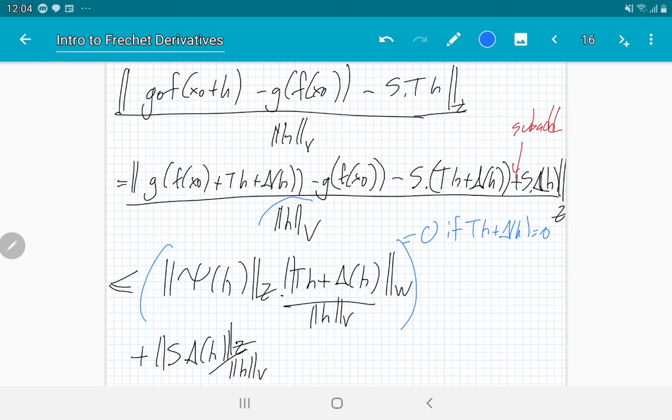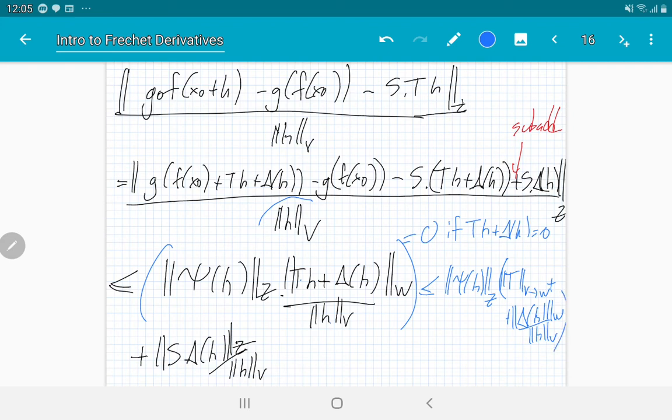But okay, what is this thing? So let me bound this term. So this is less than psi of h times, okay, what is this guy? So this norm of t times h divided by norm of h is at most the norm of t. And then we have this thing which is delta of h divided by h. So I claim that this whole expression goes to 0.